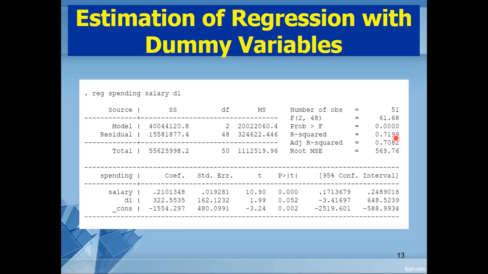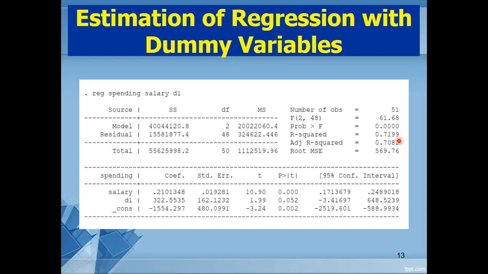The R squared value is 0.7199, which indicates 71.99%. How can we define this R squared value? It indicates that 71.99% of the total variation of the dependent variable is explained by all independent variables. Again, 71.99% of the total variation of spending, that's the dependent variable, is explained by all independent variables.